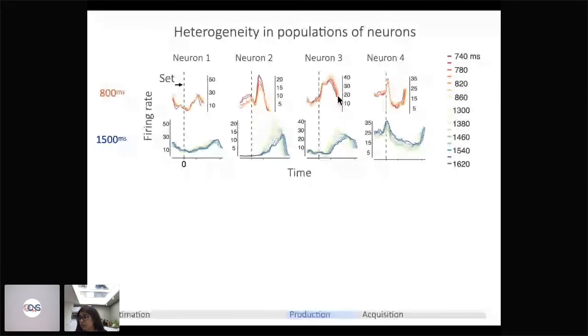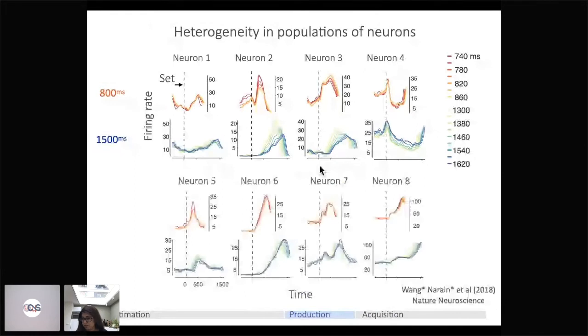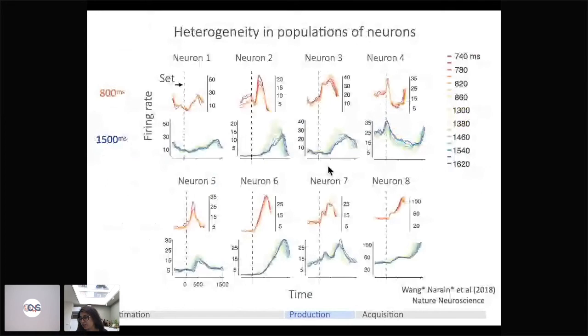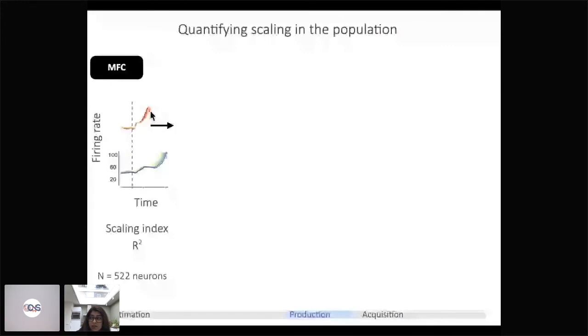And that is, if you take these red curves and you stretch them out, they start to resemble the blue curve. So what you're seeing effectively is that there's a stretching and compressing of neural activity within the same neuron to encode different time intervals. This is a phenomenon that we call temporal scaling, and we want to quantify it across the entire population. So we do exactly what you just did: stretch this out, compute an R square with the longer curve, and call that R square a scaling index.